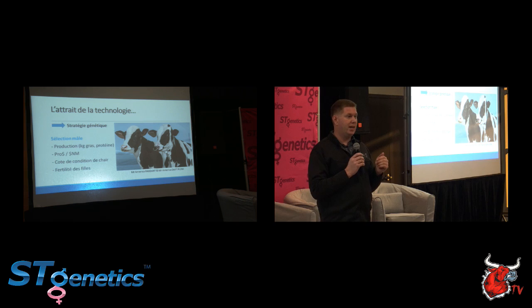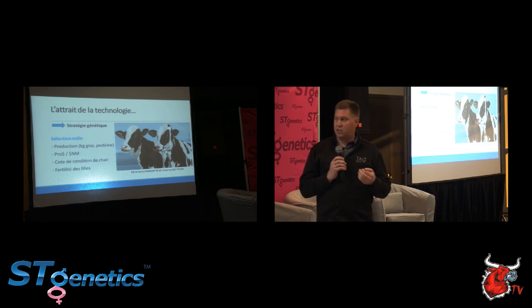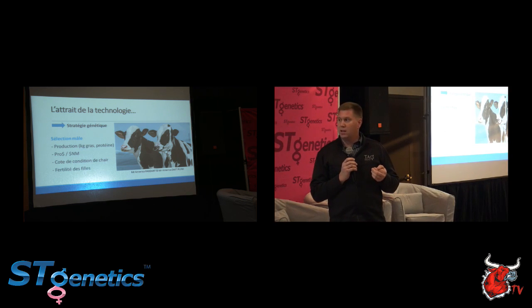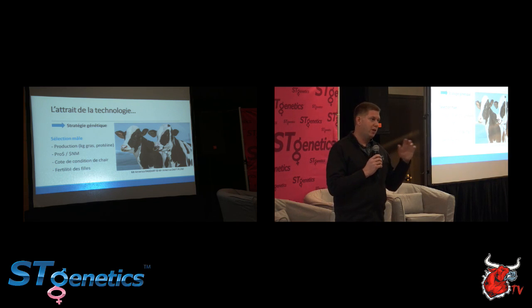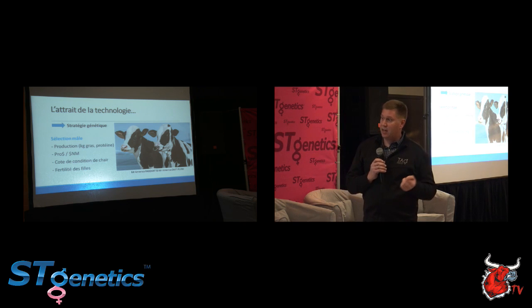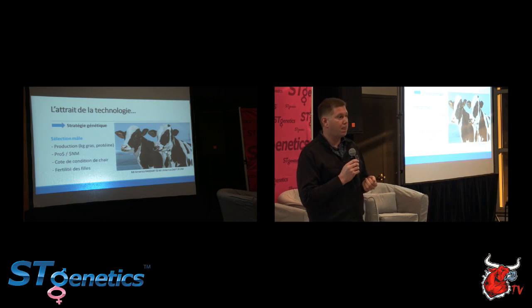On veut qu'on ait de l'argent dans nos poches, on veut que les aliments les durent, on veut quelque chose qui est rentable. Code de conditions de chair, encore, on regarde 30-40 ans dans le passé, on parlait de ça. Ça revient toujours, tu check comme de Laval qui ont leur caméra, il y en a d'autres qui ont les caméras pour évaluer, c'est important. C'est quoi le code de condition de chair? Fertilité des filles, très important.